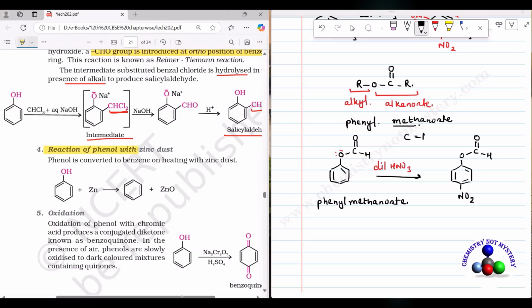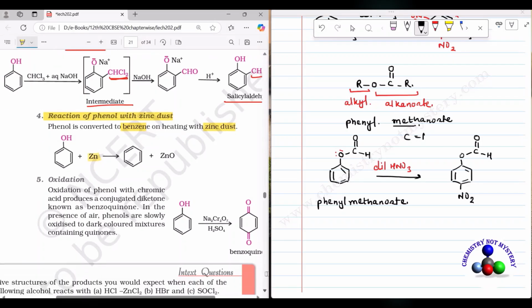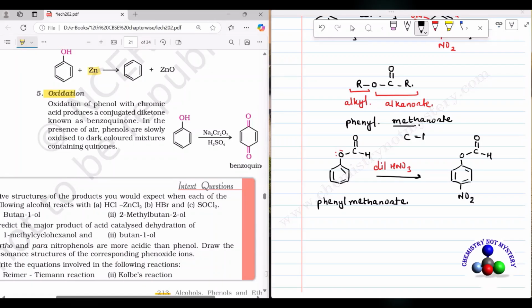The reaction of phenol with zinc dust. Phenol is converted to benzene on heating with zinc dust. So when phenol is treated with zinc dust, it undergoes reduction and results in the formation of benzene. Now come to the next reaction, oxidation.